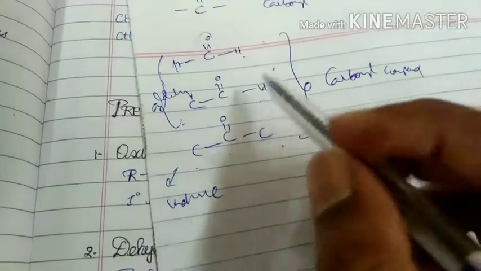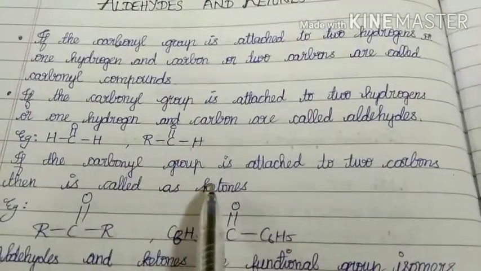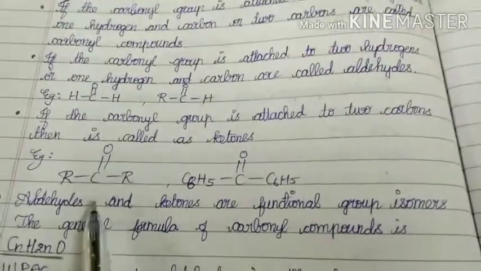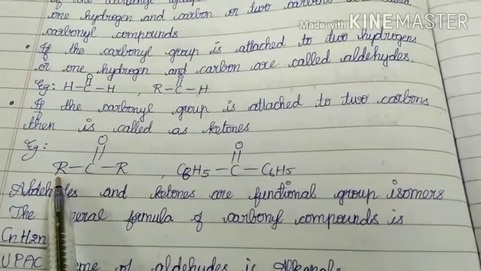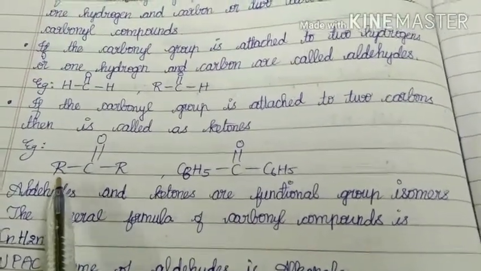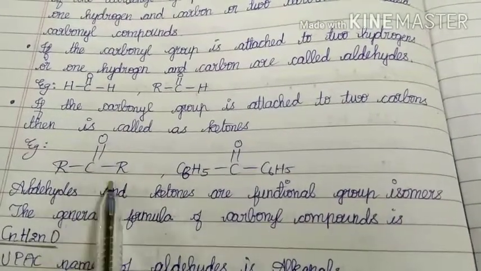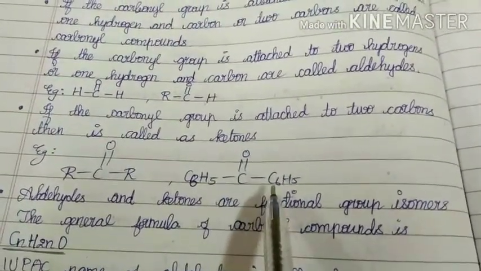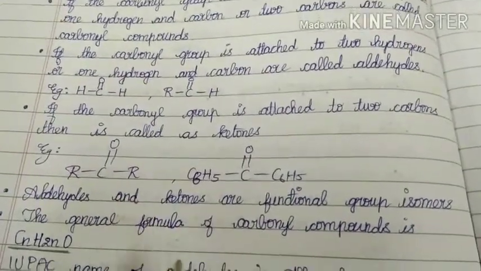So what will be the definition? If the carbonyl group is attached to two carbons, that is called ketones. Examples are R-CO-R. In this R, carbons are present along with hydrogens. R is an alkyl group. So this carbonyl group is attached to carbons here. Here also this carbonyl group is attached to benzene rings of carbons. So these are also called ketones.